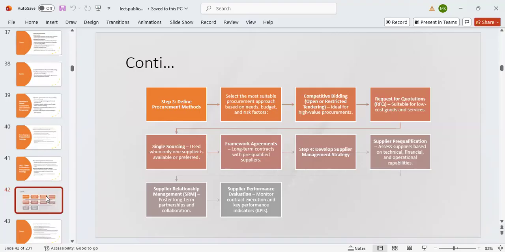So if it is competitive tendering, competitive bidding, you must open or restricted tendering. They're ideal for what? A high value procurement. You go in for competitive bidding or tendering, which is open or restricted, when the item that you want to procure is high value procurement. If it's a request for quotation, that is suitable for low cost goods and services. Okay, if it's sole sourcing, it's used when only one supplier is available or preferred, or for emergency situations.